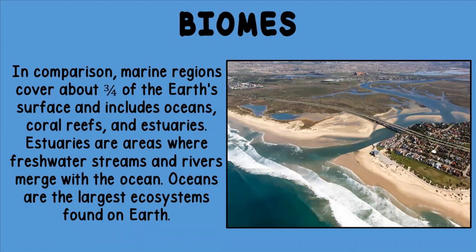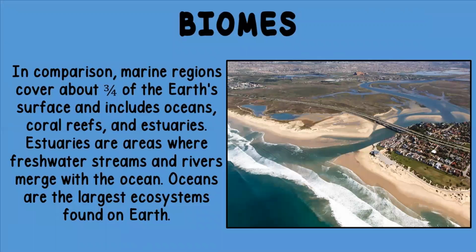In comparison, marine regions cover about 3/4 of the Earth's surface and include oceans, coral reefs, and estuaries. Estuaries are areas where freshwater streams and rivers merge into the ocean. Oceans are the largest ecosystems found on Earth.